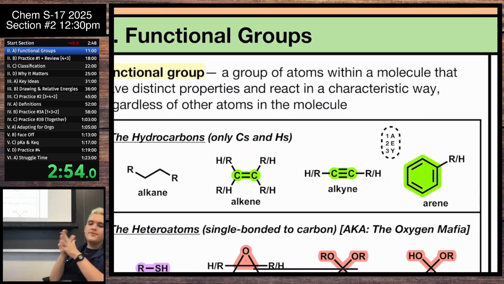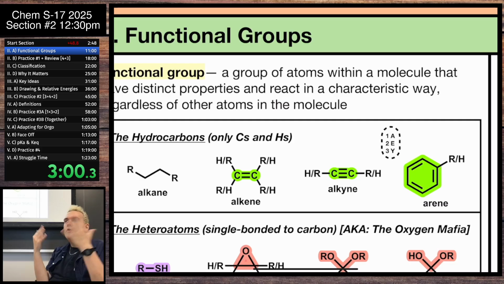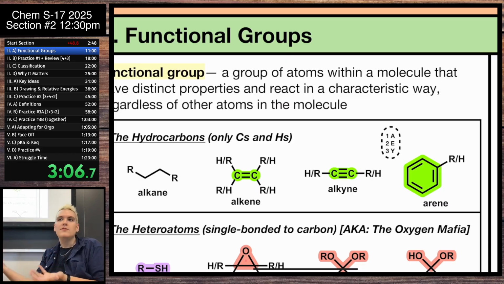So functional groups are groups of atoms within a molecule that have distinct properties and react in a characteristic way. Functional groups are our way of tagging little parts of molecules to understand how they're probably going to react. So it's going to be a really foundational skill for you to be able to look at a molecule and get a lay of the land of what's going on.